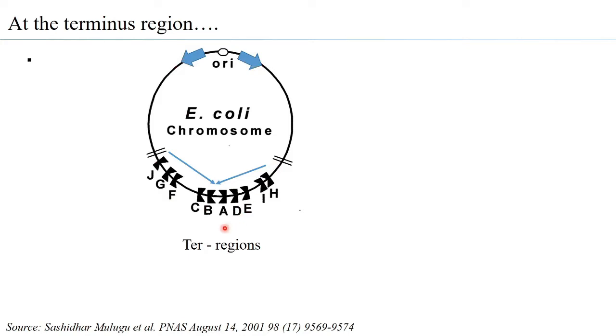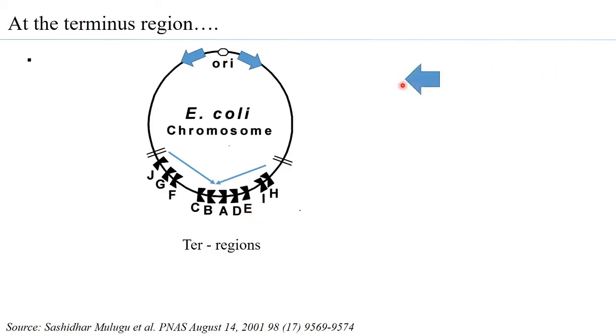So effectively, what was pointed out from having studied the ter regions is that 5 of them are going to take care of one replication fork and 5 of them are going to take care of the other replication fork. But effectively, both sets of the ter regions are going to initiate or enable termination to happen. So what is the understanding?